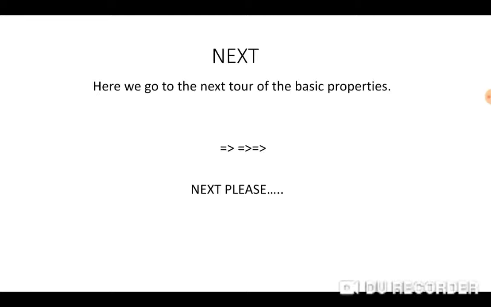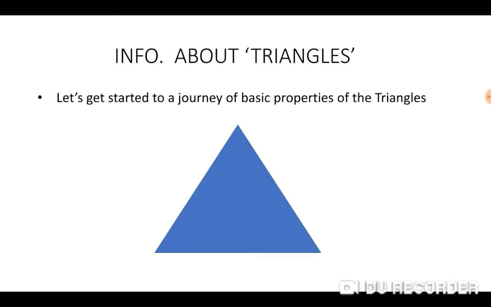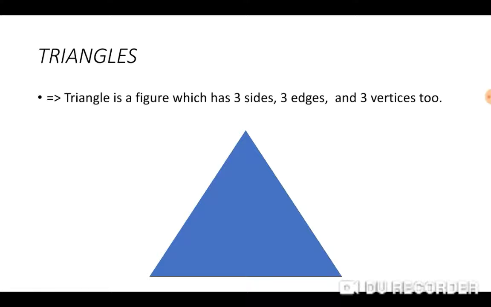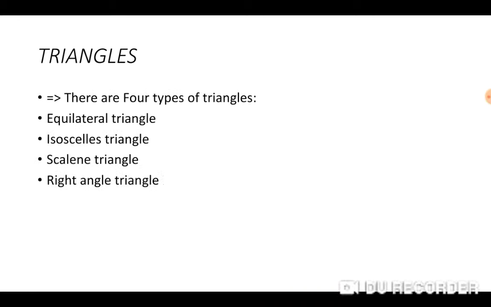Here we go to the next tour of the basic properties. Now we're going to learn about triangles, and let's get started on a journey of basic properties of triangles. So firstly, a triangle is a figure which has 3 sides, 3 edges and 3 vertices too. Now as a proof, you can have a look at this diagram, and you can see that there are 3 sides, 3 edges and 3 vertices in this triangle. Let's move to the next point quickly.